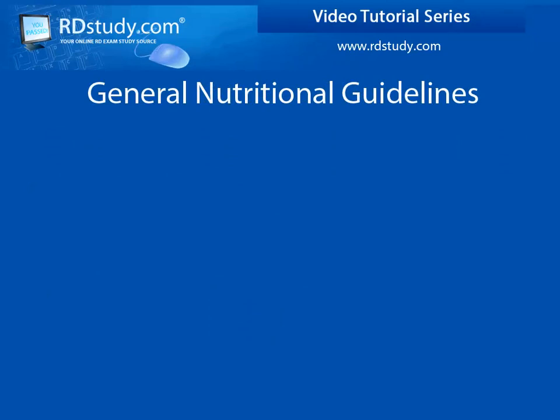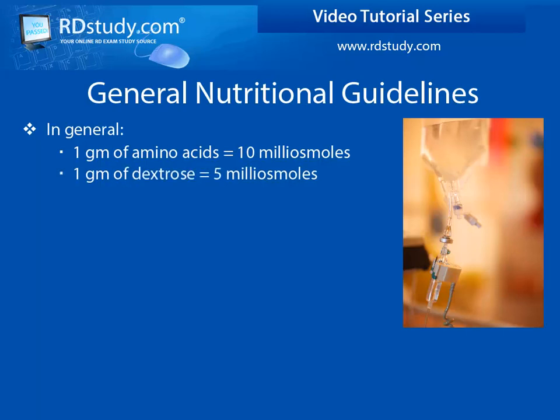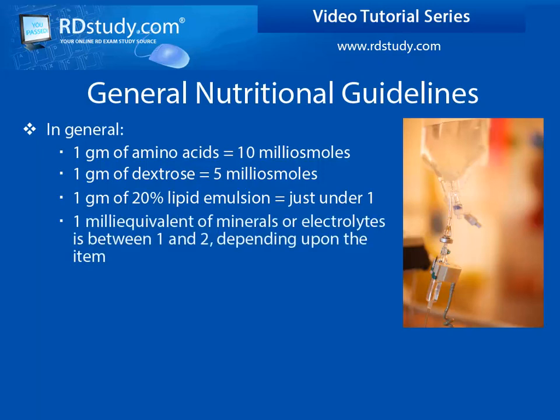To get a feel for how nutrients affect the osmolarity of a solution, the following are general guidelines when doing any estimating. 1 gram of amino acids equals about 10 milliosmoles. 1 gram of dextrose is equal to about half of that, at 5. 1 gram of a 20% lipid emulsion solution is equal to just under 1. 1 milliequivalent of minerals or electrolytes is equal to somewhere in the 1 to 2 range, depending upon the item.